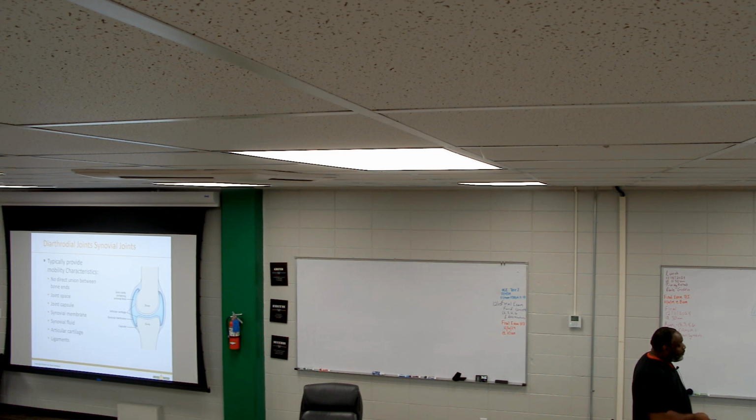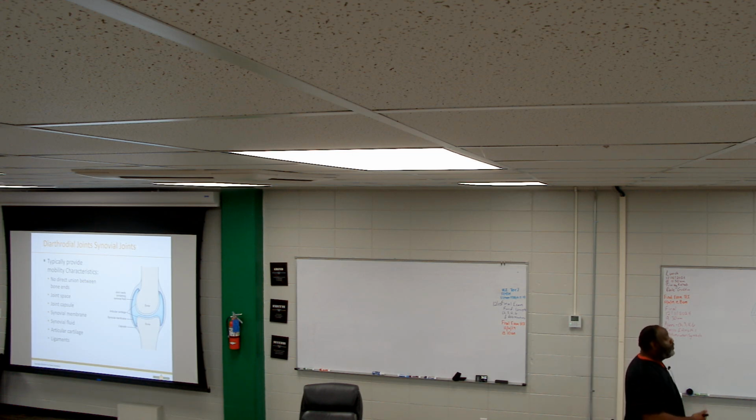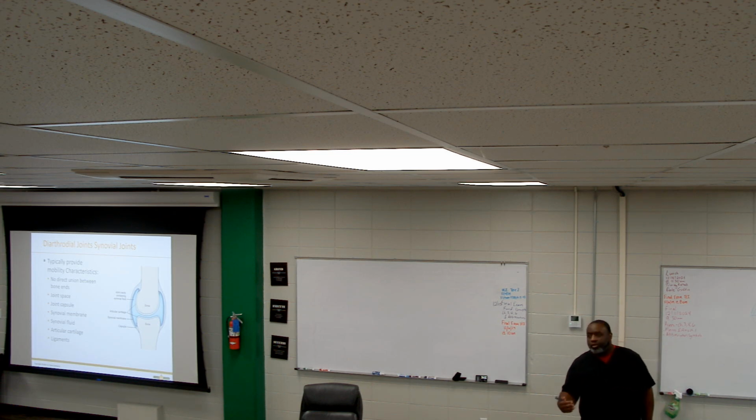So outside is fibrous, which means it's going to be hard and durable, which is going to prevent damage to the joint to the best of its ability. Whereas the inside is going to have a lining of synovial membrane. And the synovial membrane's job is to secrete or to produce synovial fluid. And synovial fluid to a diarthrodial synovial joint acts just like blood does for the rest of your body.